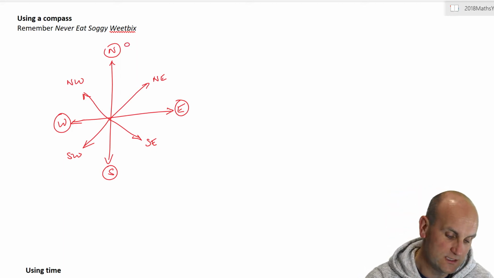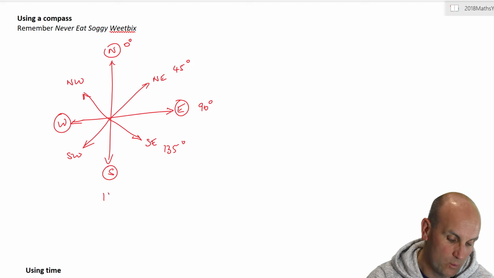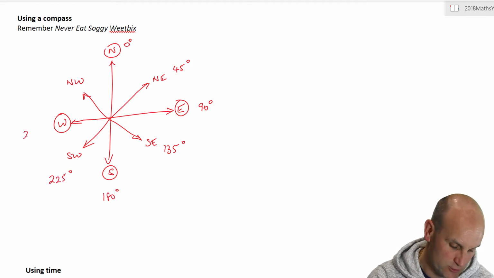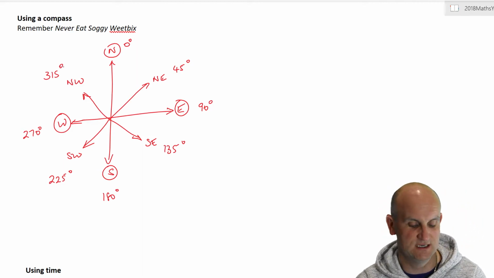So north is generally 0 degrees. Northeast is 45 degrees. Then we have 90 degrees, 135 degrees, 180 degrees, 225 degrees, 270 degrees, and then 315 degrees. Going back to 0, which is also 360.